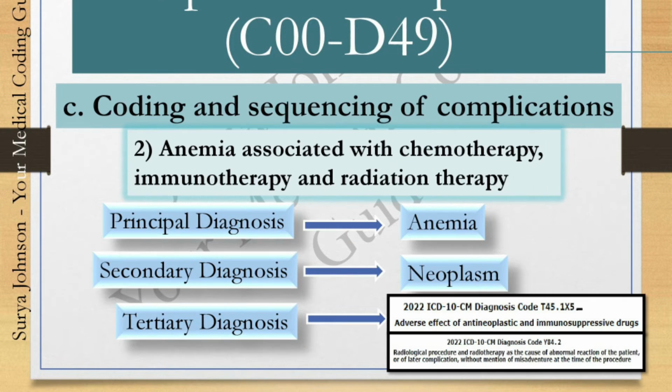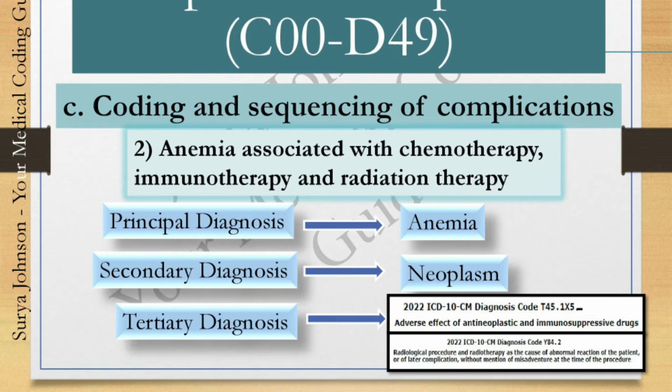In the next scenario under coding and sequencing of complication C, this is anemia associated with chemotherapy, immunotherapy and radiation therapy. In this scenario the patient has a neoplasm and is undergoing chemotherapy, immunotherapy and radiation therapy. Later, because of these therapies, not necessarily all three, any one or any couple of them, the patient develops anemia. So in this scenario you will code anemia as the principal diagnosis, and the secondary will be your neoplasm.